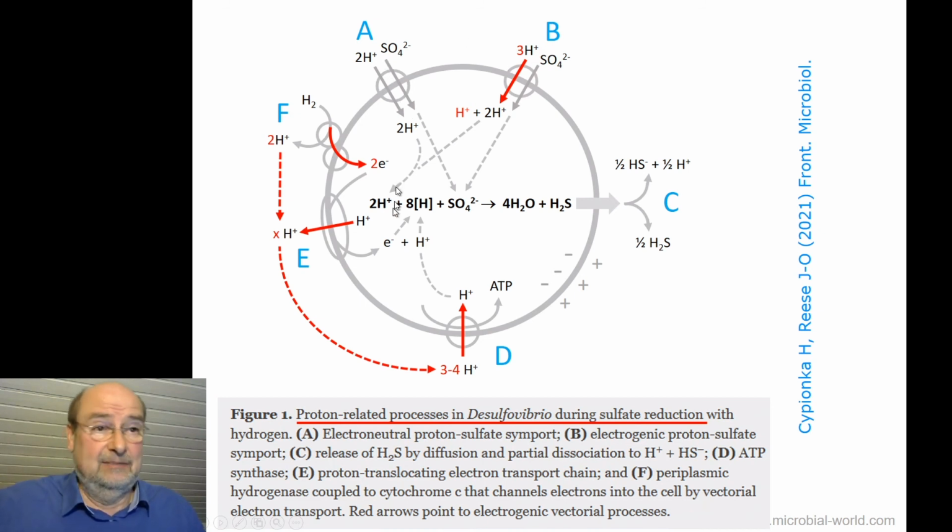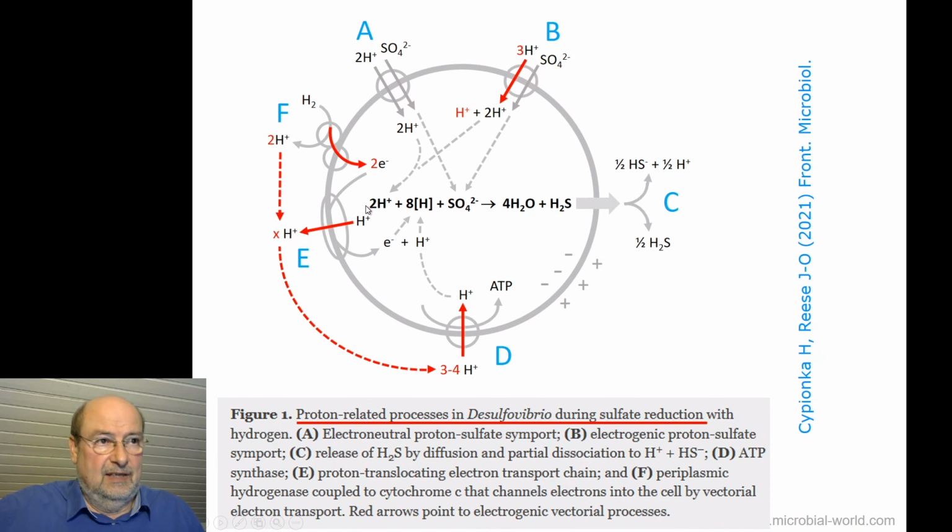The cells, most sulfate reducers, when they are living under sulfate limitation, start to induce electrogenic transport systems. And that means they use a third proton, and that helps a lot to take up sulfate and makes it faster. And this makes use of the membrane potential.